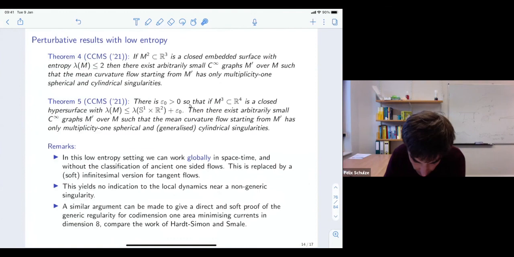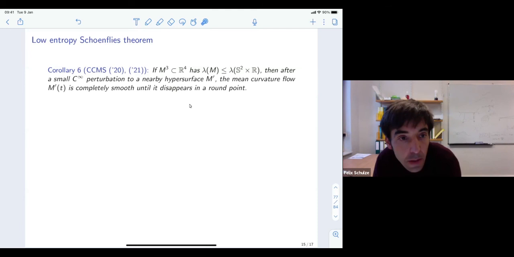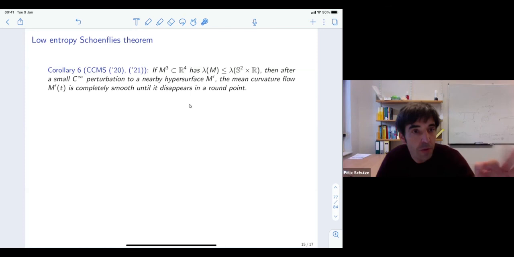Now let me give you the application at the very end. You can apply this result here. If you have entropy less than S2 cross R, which is still as strong as what Jacob and Lu assumed, then we show that you can perturb the flow a little bit such that the mean curvature flow remains completely smooth until it disappears in a round point. Why? Because the perturbation is strictly less, so it rules out any kind of cylindrical tangent flows. You can't have a cylinder, we make it generic. This means there's no singularity aside from the round shrinking sphere. Then you can argue there's only one singularity, and that has to be the final singularity.